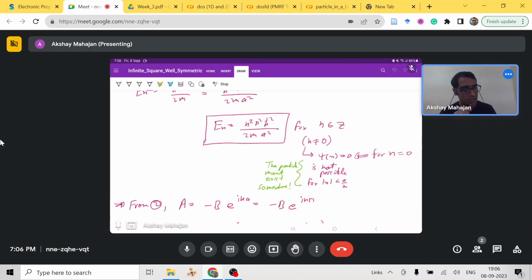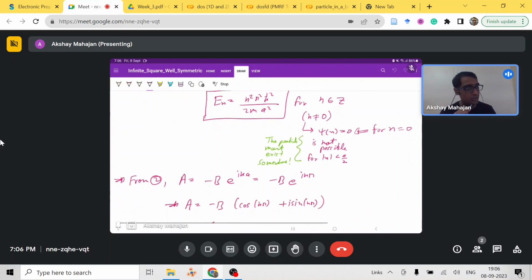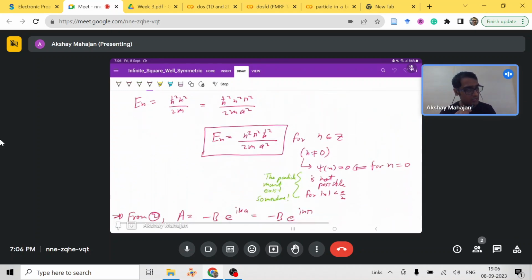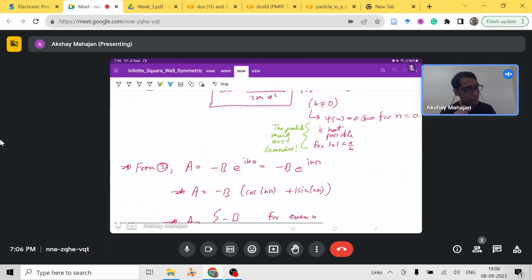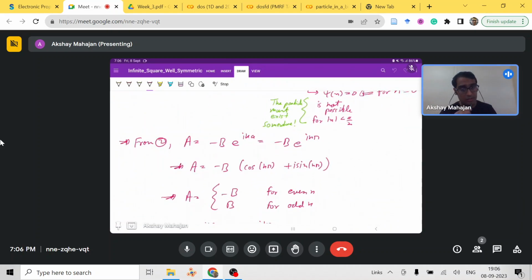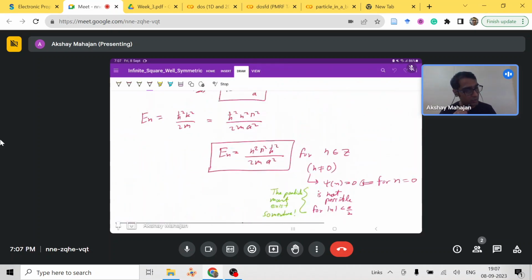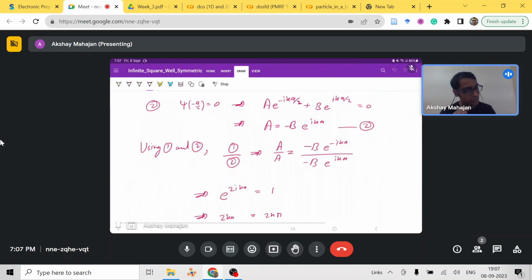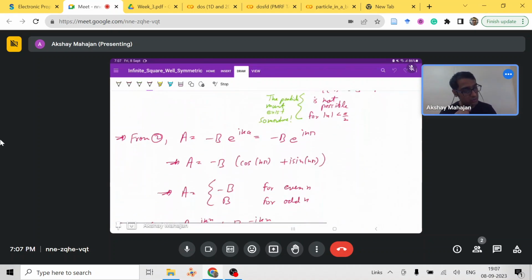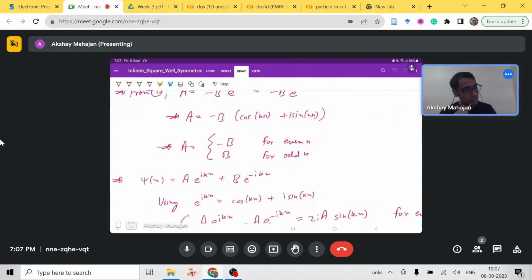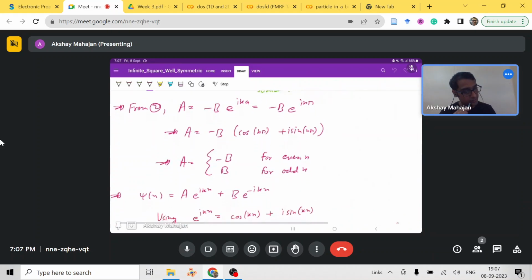Here is a brief discussion: we can't have n equals 0, because in that case our psi of x will equal 0, and that is not possible for mod of x less than a by 2. The particle must exist somewhere. You can check that for n equals 0, the wave function will be 0. Then, using our result from condition 2 and the value of k equals n pi by a, we will get A equals minus B times cos n pi plus iota sin n pi.